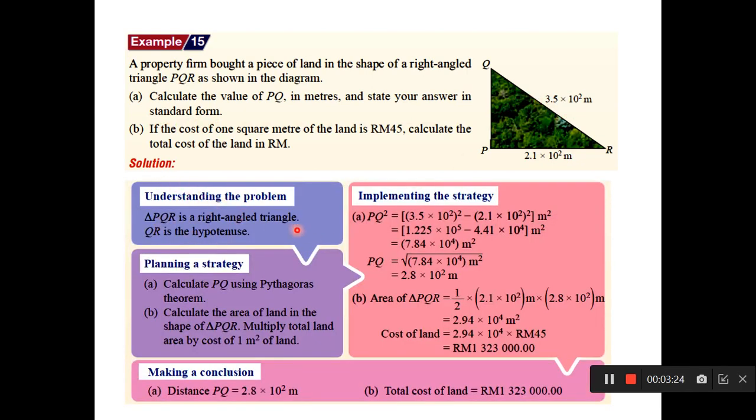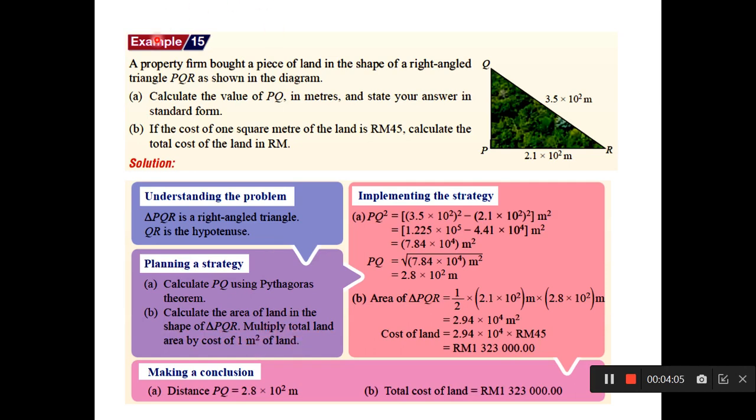First, you have to understand the problem. Given in the question, triangle PQR is a right angle triangle. If PQR is a right angle triangle, then QR is the hypotenuse. Next, planning the strategy. We want to calculate PQ using Pythagoras theorem and calculate the area of land in the shape of triangle PQR. Multiply total land area by cost of 1 meter square of land.